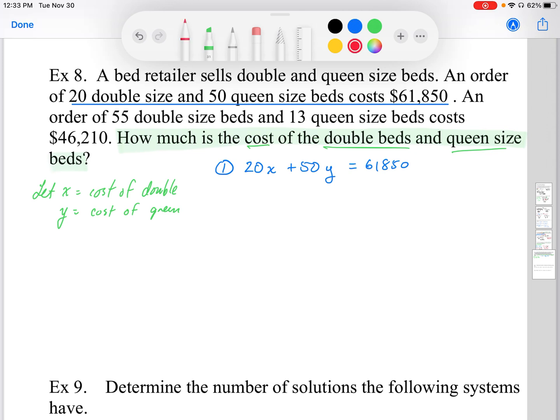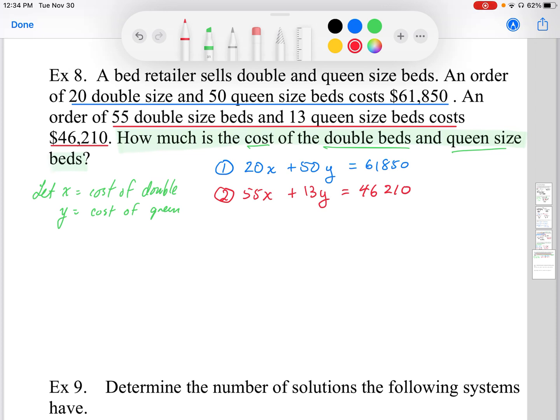Okay. I need to then come up with a second relationship. And that second relationship is going to be based on the 55 double size beds and the 13 queen size beds costing 46,210. So this is my second equation. I have 55 times the cost of the double size plus 13 times the cost of the queen, and that's going to equal the total cost, 46,210.